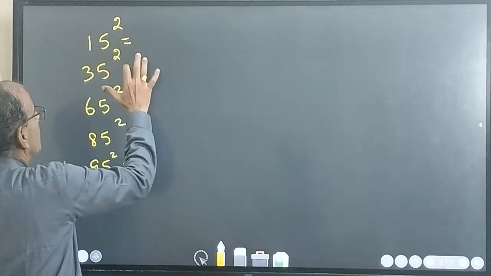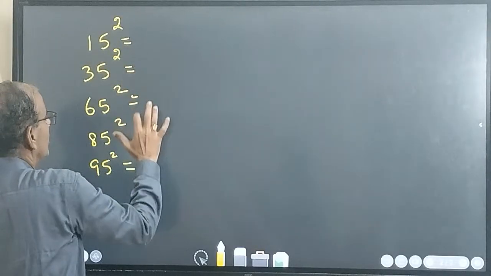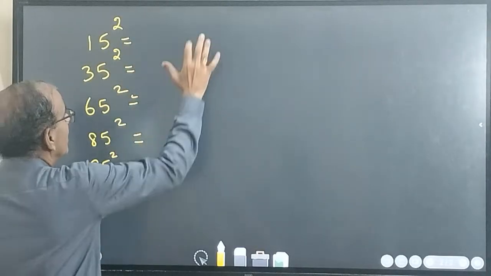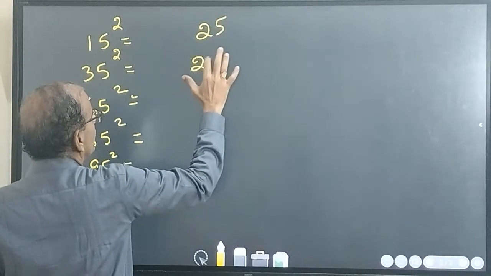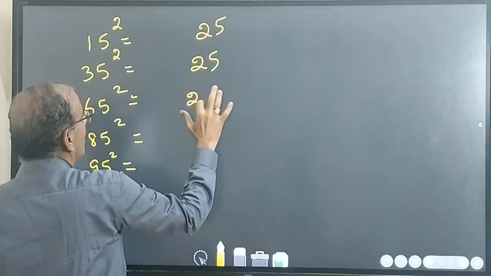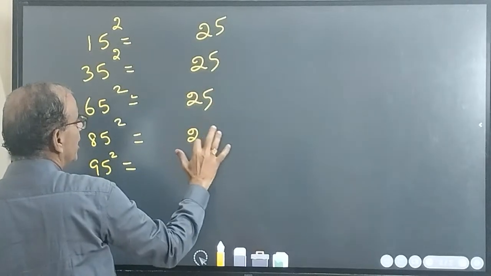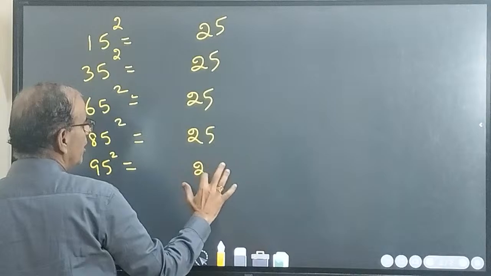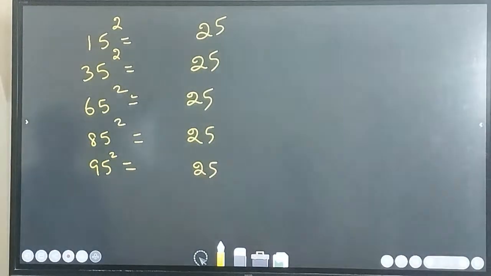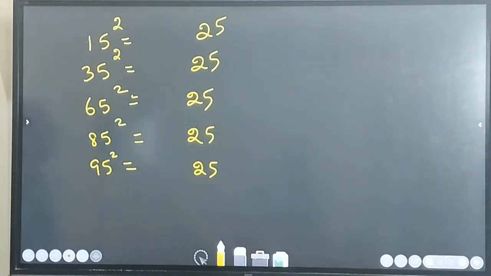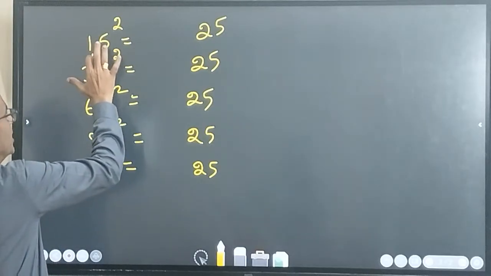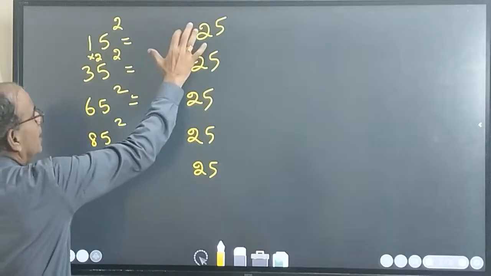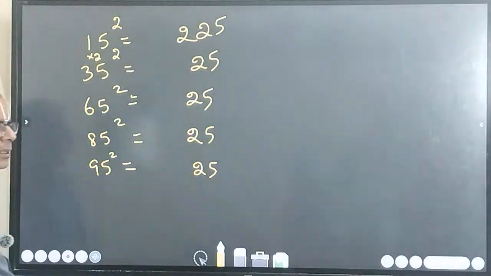Automatically 5 square will be how much? 25. First you write that 25 here. 5 square in our case will be 25. 25, 25 and 25. You take this one. What is the next number? Next number is 2. You multiply it by 2. Answer is 225.